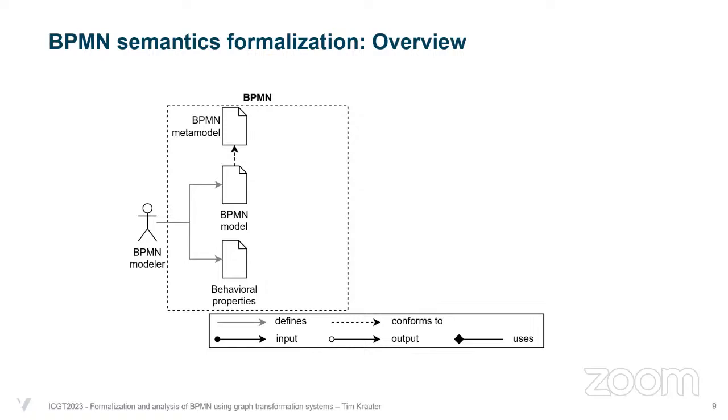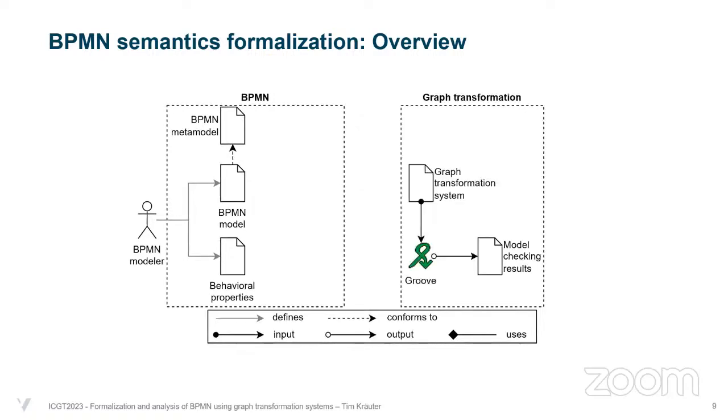Nothing graph transformation yet. Then we have the graph transformation world on the other side, where I'm specifically using the Groove tool, and I have the graph transformation system which goes into Groove. Groove can understand the graph transformation system written in a certain way, and then, using this graph transformation system and the properties on the left, and this arrow coming in, it checks that these properties are valid for our graph transformation system. So how these two worlds connect, this is where my work comes in.